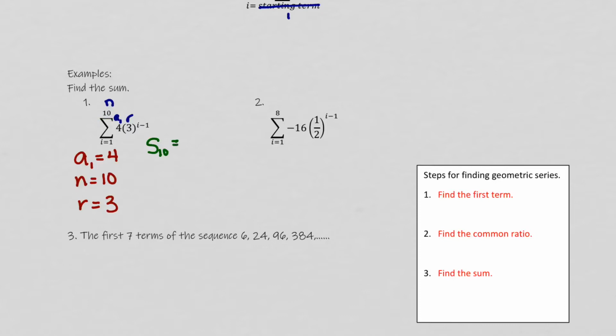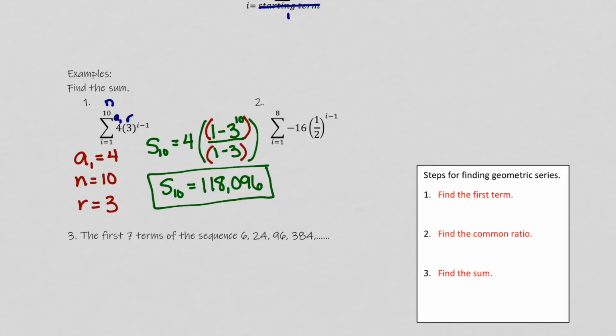And that will equal A1 times parentheses 1 minus R to the nth power over 1 minus R. And I just type all of that into my calculator. When you do that, however, you do need to make sure you put a little extra parentheses in there, so that your calculator doesn't just divide by 1 and then try to subtract 3 or something like that. So if I plug all of that into my calculator, the sum of the first 10 terms is 118,096.